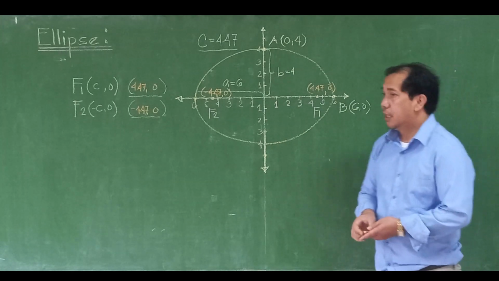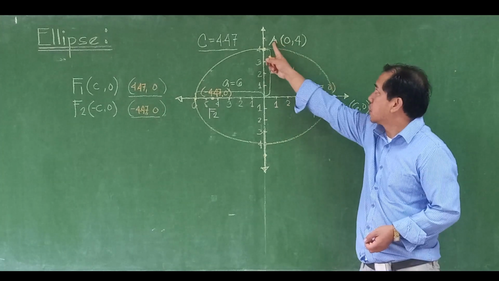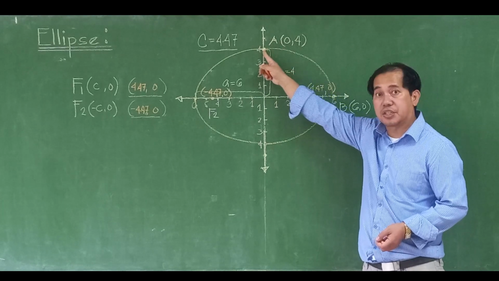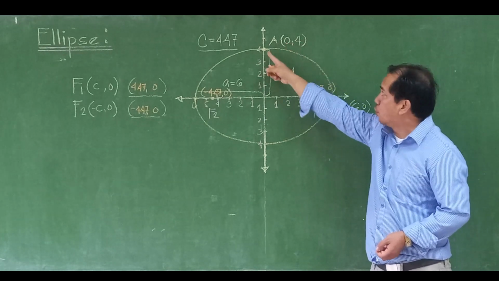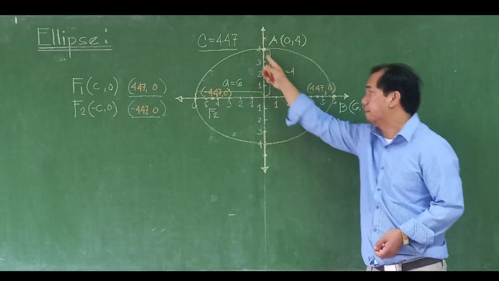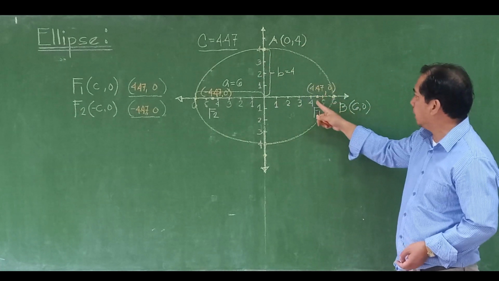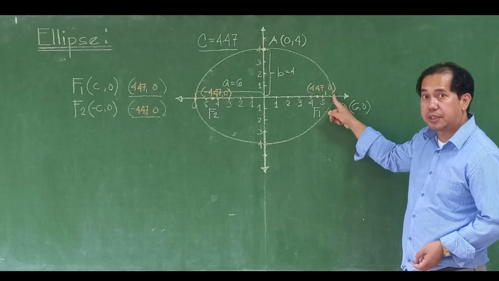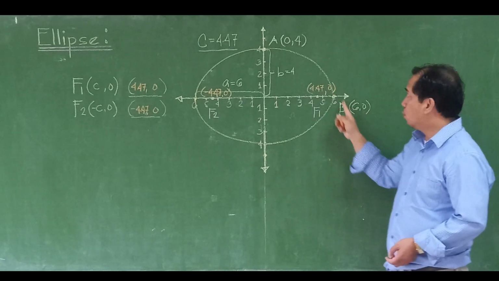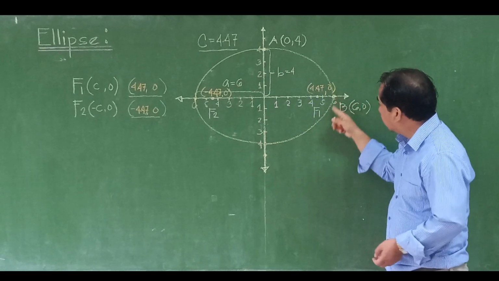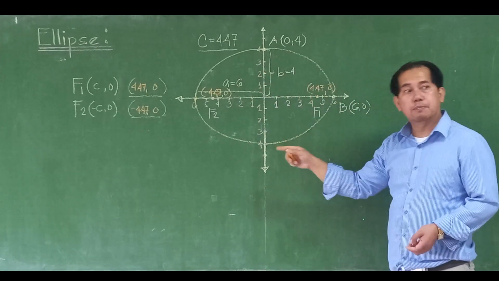Now consider that our point A is located here, the vertex itself. That is, our point A is 0 and 4. Another one is point B. Our point B, the vertex here, is 6 and 0. Those points are all located on the ellipse itself.